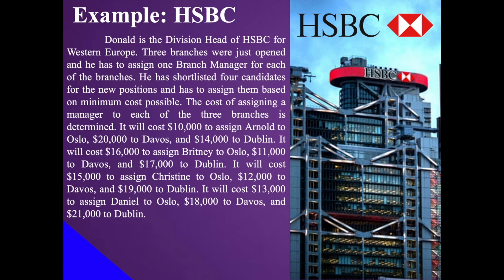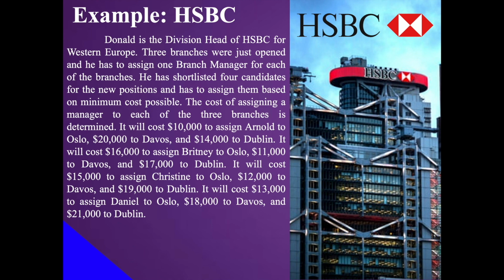So, for the example, we will be using the company HSBC. I hope you are all familiar here. HSBC is actually a bank, one of the biggest and most famous, popular banks in the world. So, HSBC, our example. So, here we have Donald. Mr. Donald is the division head of HSBC. By the way, this is the application of operations research in banking and, of course, in staffing. More specifically, in staffing.